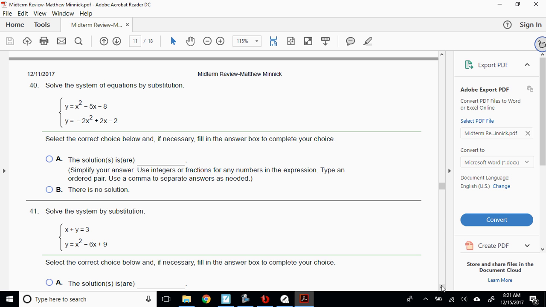Number 41, both answers are integer pairs. Number 41, the solutions are 2, 1, and 3, 0.